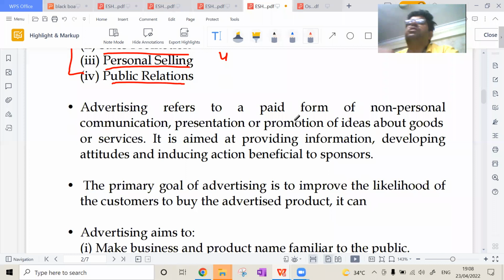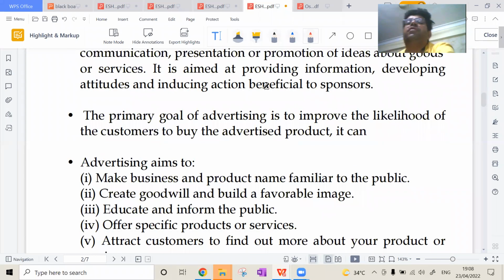Now, advertisement is what, beta? Advertisement is a paid form. I have to pay, and that is a non-personal communication. Suppose advertisement is coming on the TV. I don't have a personal communication with the advertiser. That is a paid communication, maybe on TV, maybe on social media. Second, the primary goal of advertisement is to improve the likelihood of the customer buying the product. जैसे आपने advertisement देख लिया, now I am going to buy the product, that is other things.